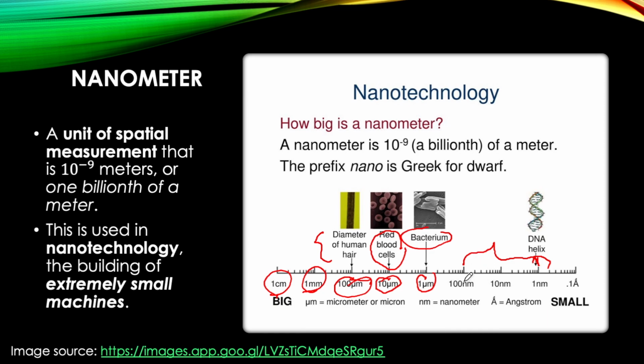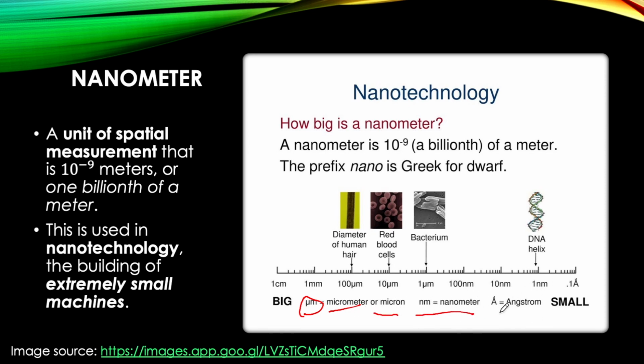This is 100 nanometers. This is 1 nanometer. When you have things in the nanometer scale, what you can see is actually the DNA helix already. Micrometer is also called a micron. nm is a nanometer, and what's smaller than a nanometer is 0.1 nanometers, which is equal to 1 angstrom. The angstrom is even smaller than a nanometer, named after a physicist named Angstrom.